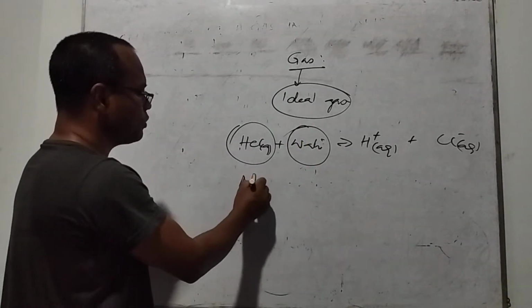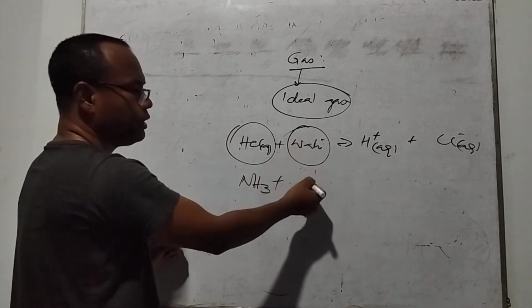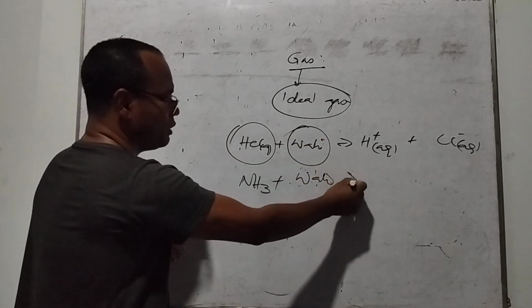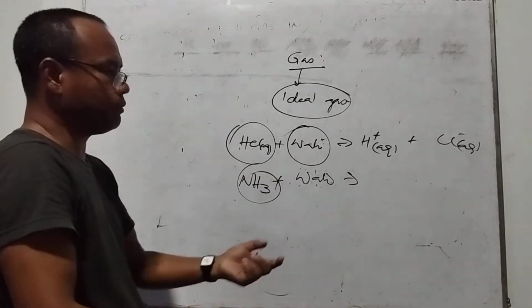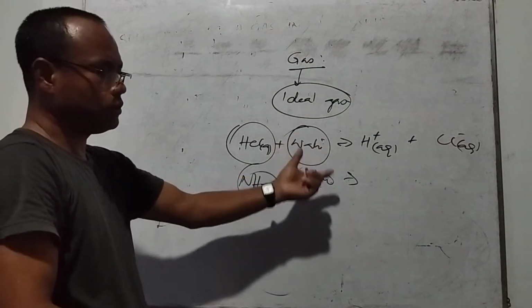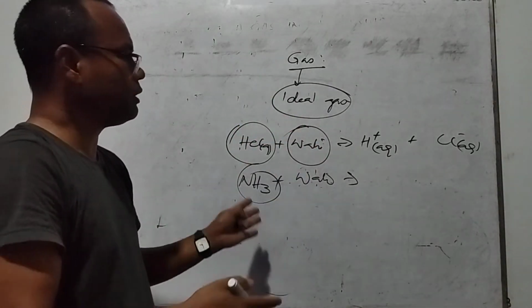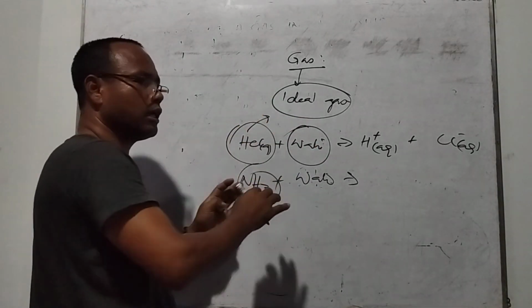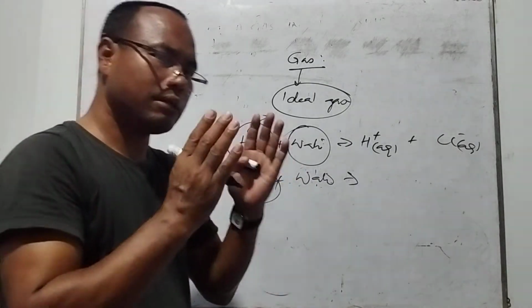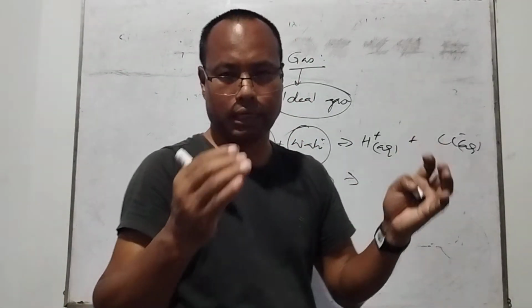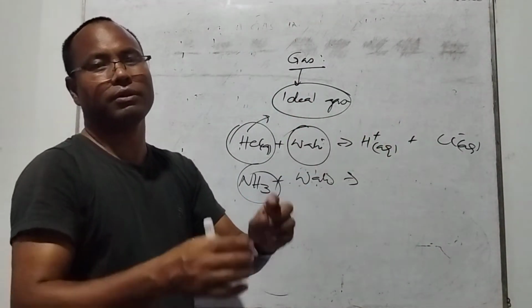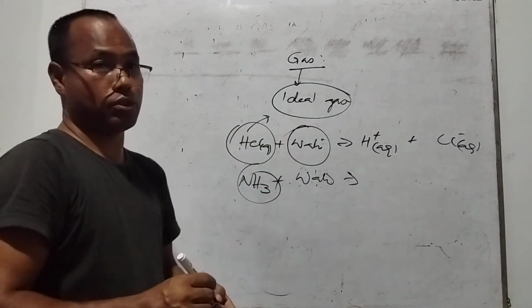Even ammonia, when we dissolve it into water, can form ammonium hydroxide. So it can form a compound. That means some gases can undergo dissociation, and some gases can undergo association in the given liquid substances, right?